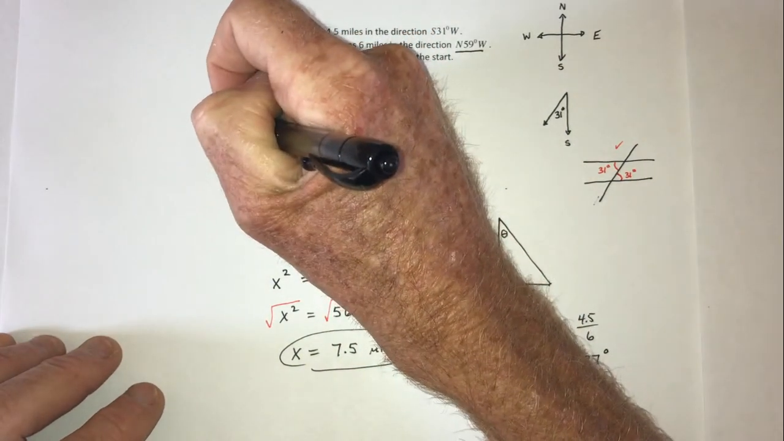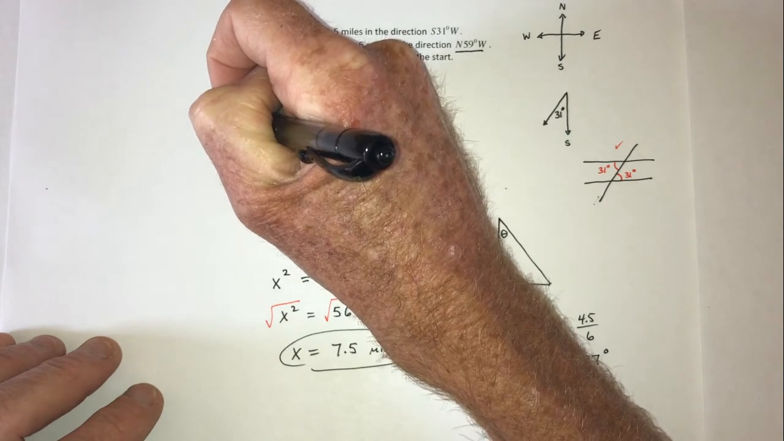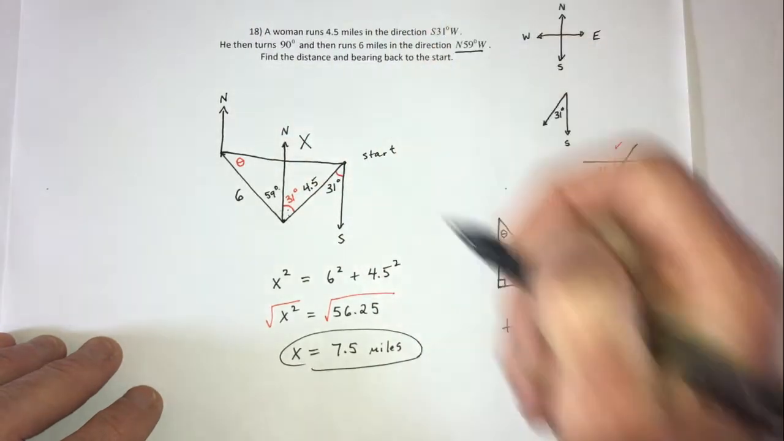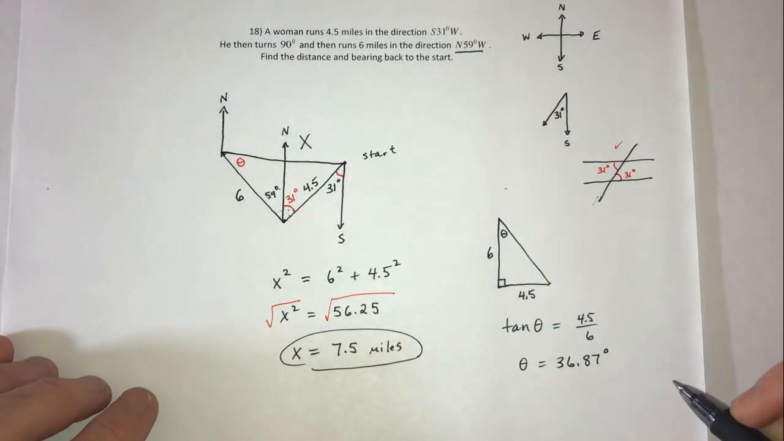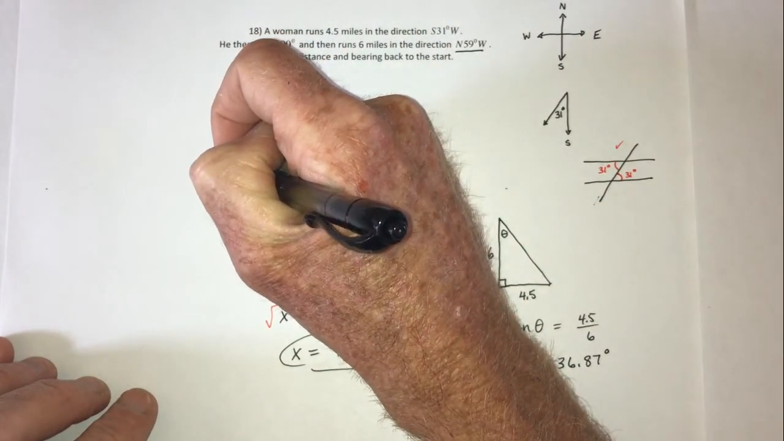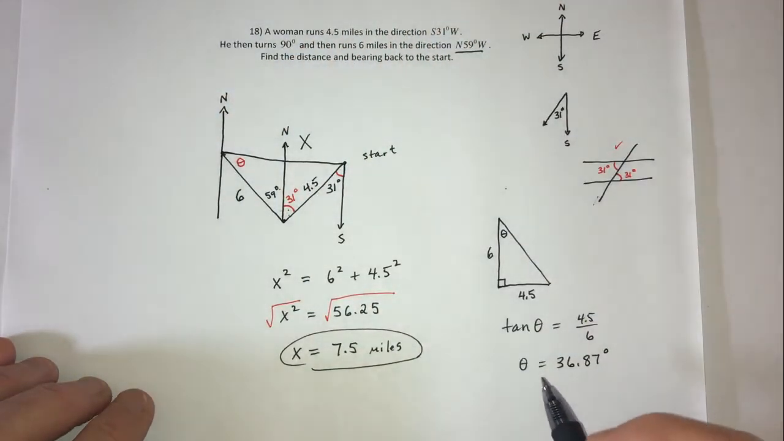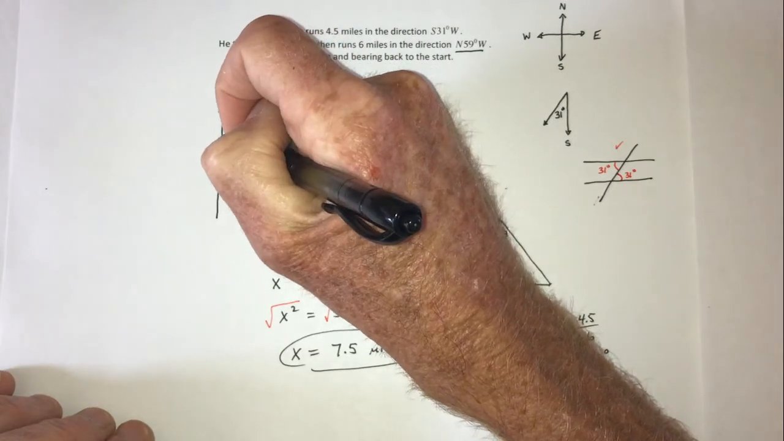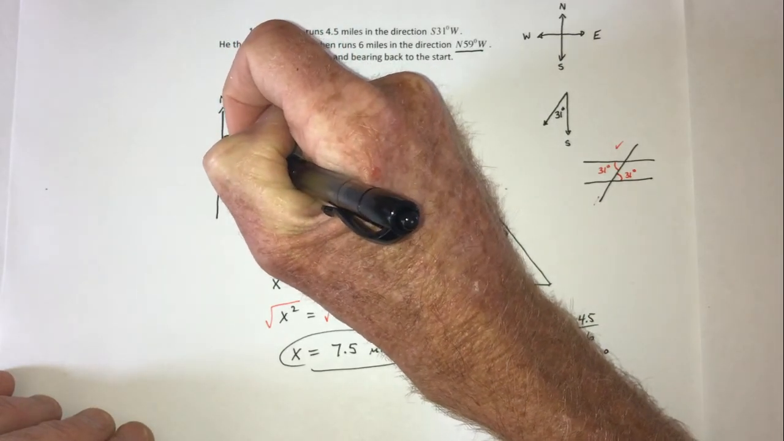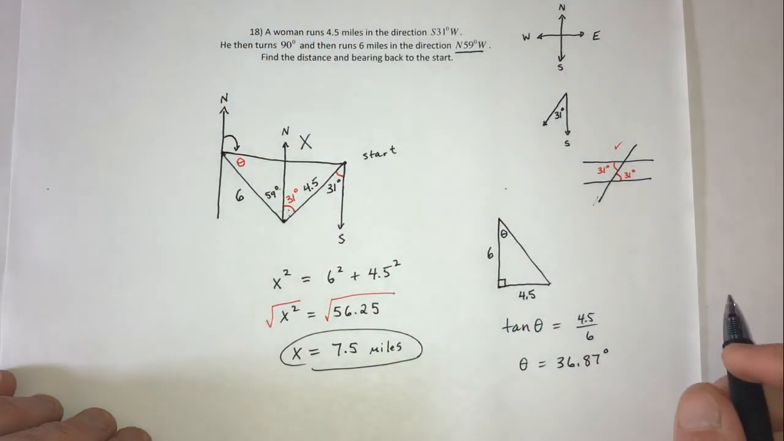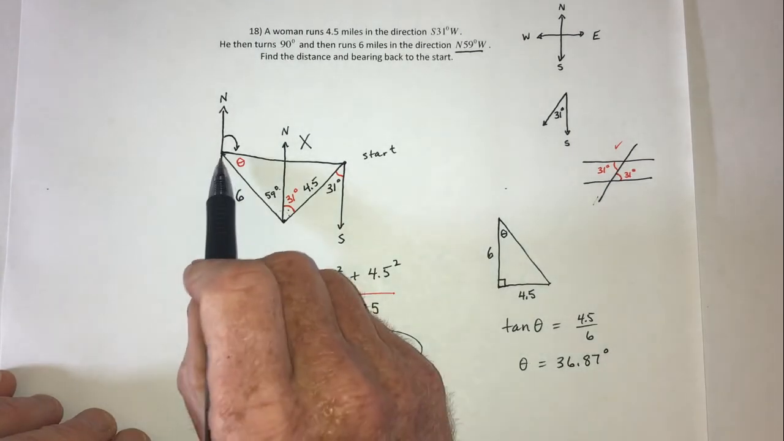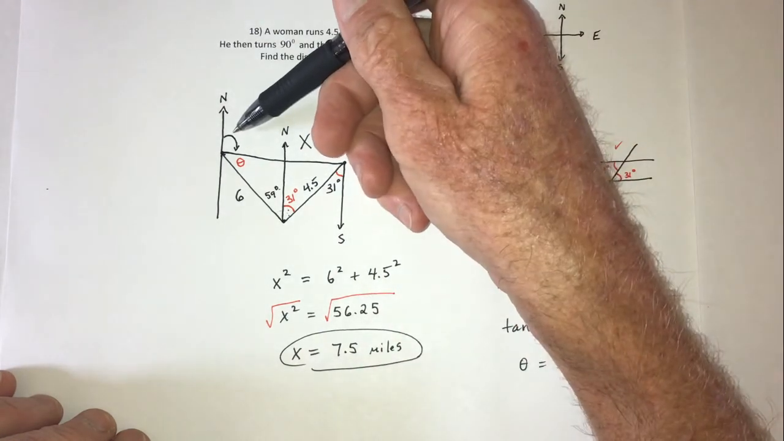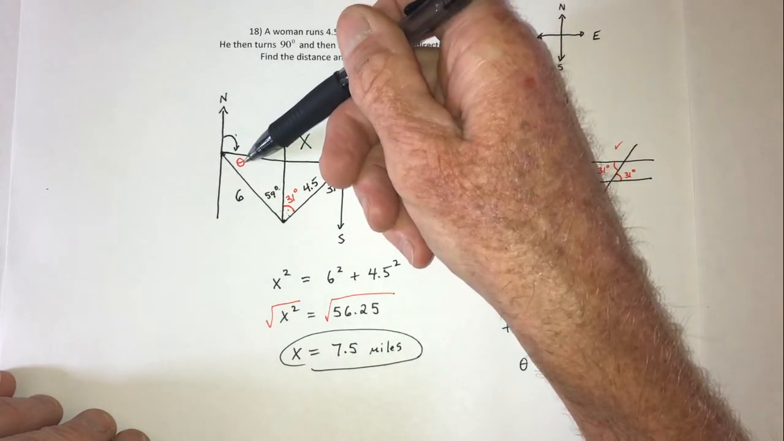Now, we need to be able to tell the person if this is the north line, we just extend it down. Then we need to be able to tell the person from the north, go this angle towards the east. And then that will take the person back to the start. Now the problem is I don't know what that angle is right now. I do know what this one is.